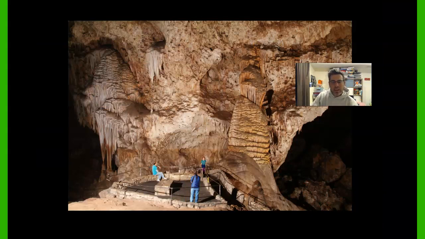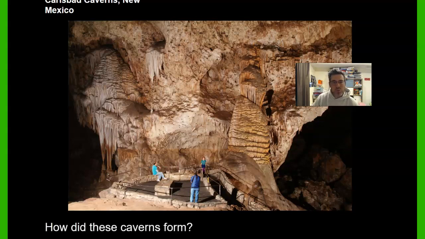Here's a dramatic image of where chemical weathering really comes into play. This shows you the Carlsbad Caverns in New Mexico, and how the heck did something like this form? Take a look at the scale. Take a look at the people that are down here. It's just an absolutely massive cavern system in New Mexico. Well, how did this actually happen? You might have guessed it, by chemical weathering.